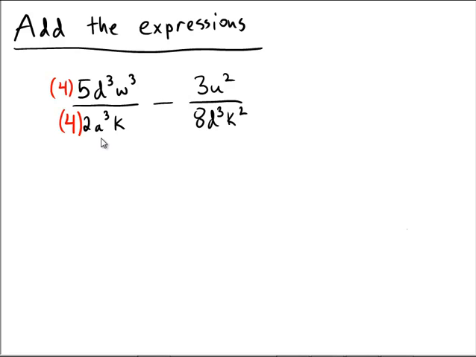Okay, on the left I also see an a cubed, but I see no a's at all on the right hand side. So over here on the right I'm going to insert an a cubed, again top and bottom. On the left I see a k. On the right I see k squared. So I'm going to need an additional copy of k over here, top and bottom, so that way I can get that k squared.